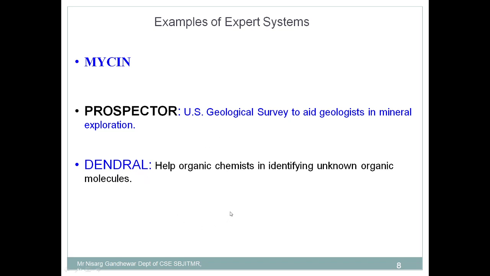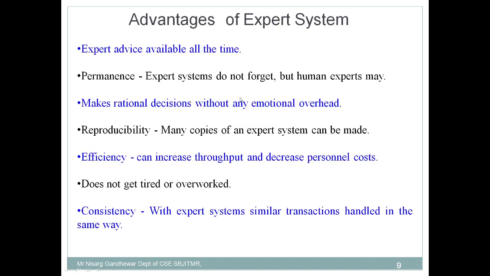I have told you that an expert system works based on domain-specific knowledge. That's why these are three examples of expert systems developed for three different specific domains. Now the next thing is, what are the benefits of an expert system? If we talk about the benefits, expert advice is available all the time, 24/7, because it's a machine. You can't say that it is not going to respond to your query. So it is available all the time.